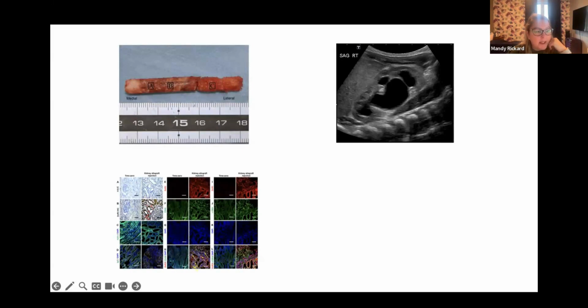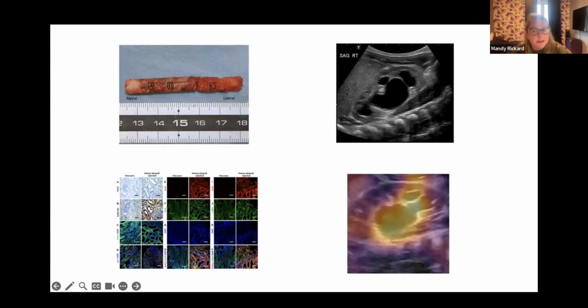And so how can we apply the same type of thinking to a kidney ultrasound image? And how can we pull out the more important information that's beyond the subjective interpretation? And that's where machine learning can come into play.